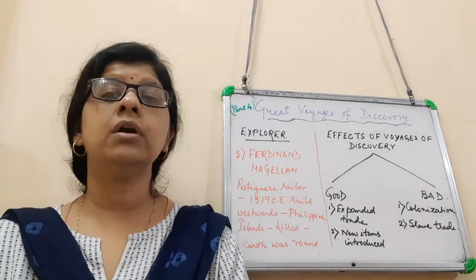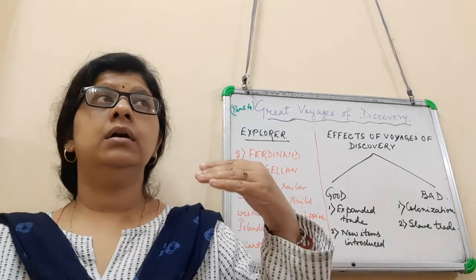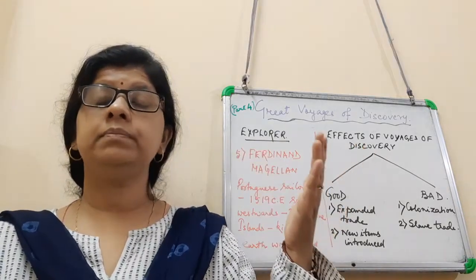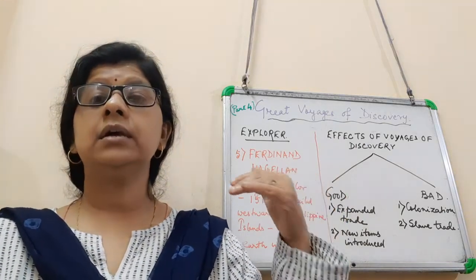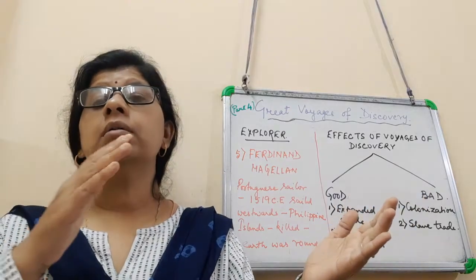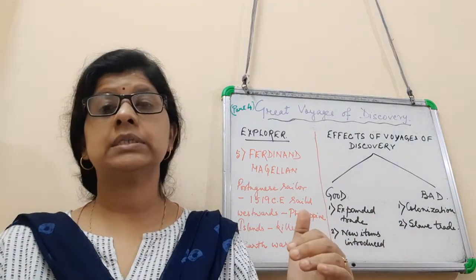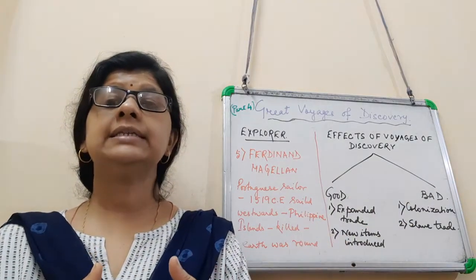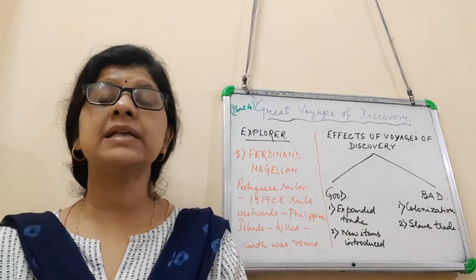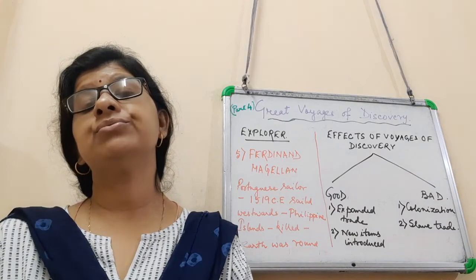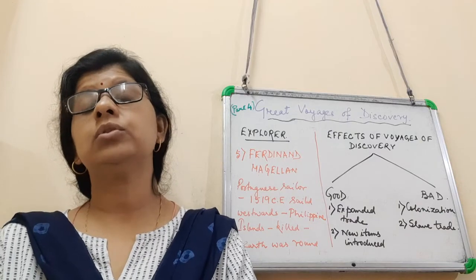Then we have Christopher Columbus. Whereas Henry the Navigator and Bartholomew Diaz thought of sailing eastwards, Christopher Columbus, on the other hand, thought of sailing westwards. He thought that if he sailed westwards and sailed around the Pacific Ocean, he would be able to reach India and China.